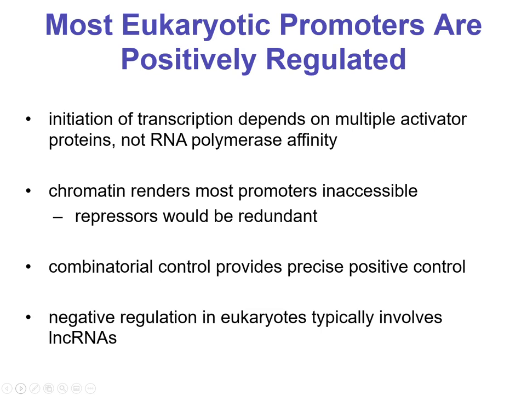Chromatin, which is the structure that your chromosomes are in, it's the DNA and the RNA and the proteins all wrapped up in a package. Chromatin renders most promoters inaccessible. So repressors would be redundant in this case. If you can't access the DNA, you don't have to have a repressor bound. Why go through the trouble of making a protein to repress something that you can't access in the first place? Combinatorial control gives you precise positive control, and negative regulation in eukaryotes typically involves those long non-coding RNAs.